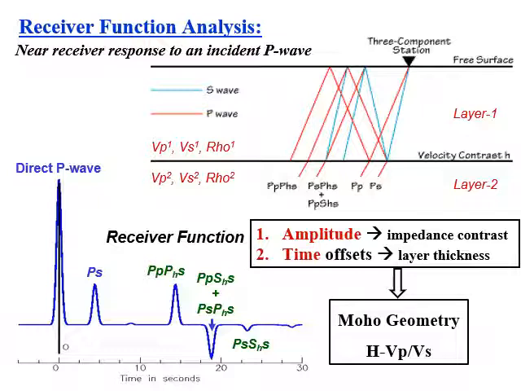So what we do is we use the amplitude of these arrivals, which are sensitive to the impedance contrast boundaries, and the time offset between each of these arrivals is controlled by the thickness of the layer, given that we know what the velocity is. So we can use these two pieces of information to look at the geometry of the Moho and also to estimate the thickness of the layer and the Vp/Vs ratio within this layer.